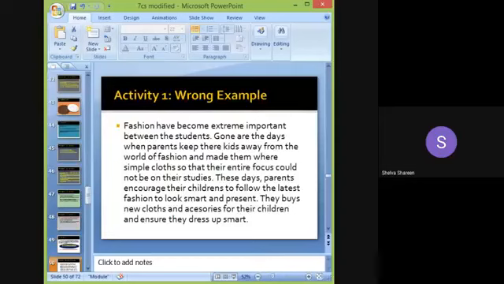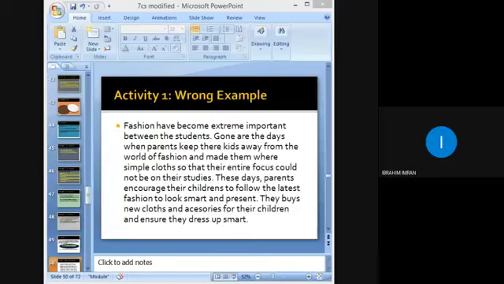Done. Ma'am, Aurangzeb done. Yes, Ibrahim. In the first sentence, there are two mistakes. Instead of have, they should have written has, and instead of extreme, they should have written extremely. Now, you need to know the corrected sentence. Hold on, Ibrahim, just a second.